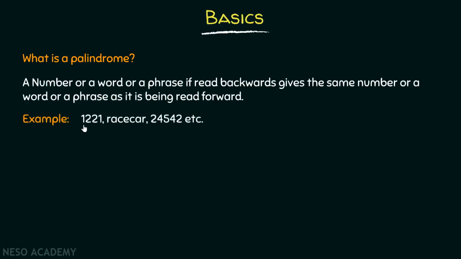Here in this example, as you can see, this number is 1221. If we read this number from the backwards, we can see this number is 1221, which is equivalent to the number that we read from the forward. Now consider this particular word, racecar. If we read this from the backwards, we can see that from backwards as well, this is racecar only, right? Let me read this number now. This is 24542. If we read it from the backwards, again this is 24542. Therefore, this is also a palindrome.